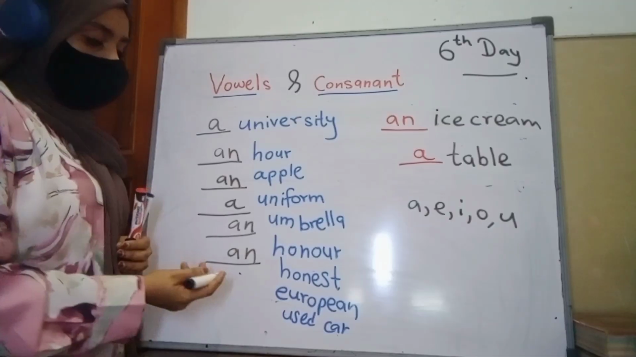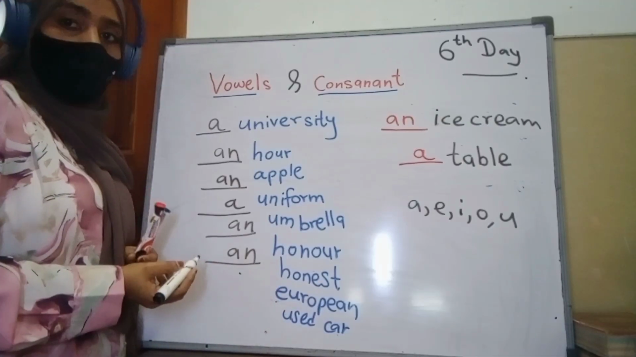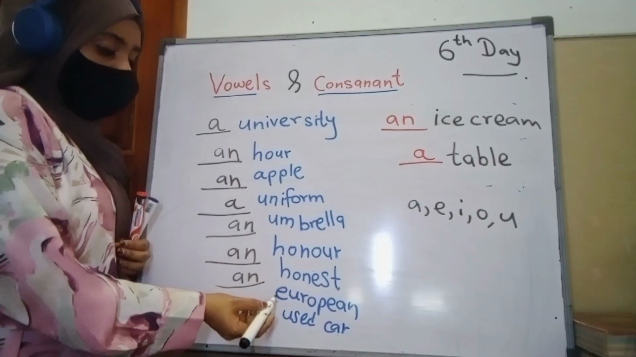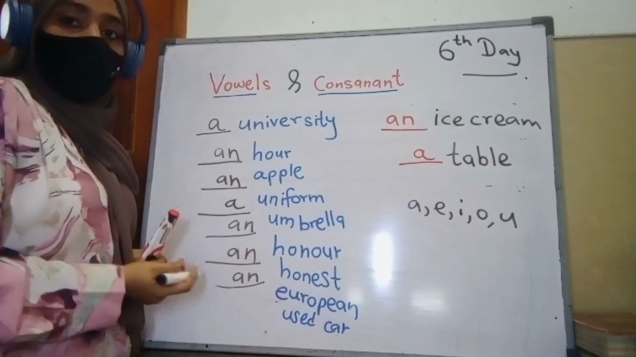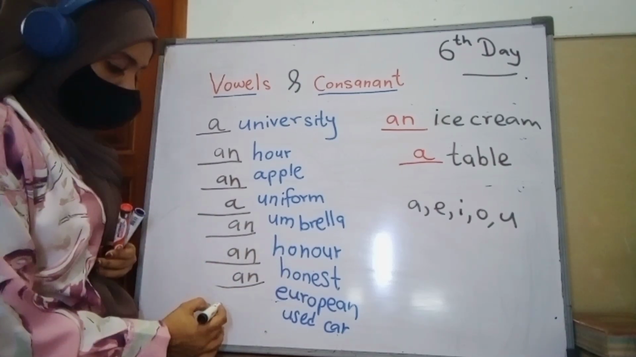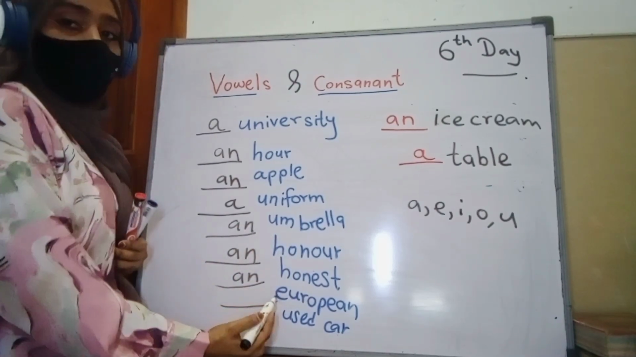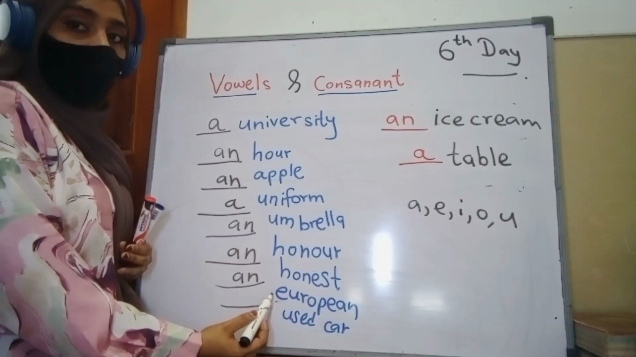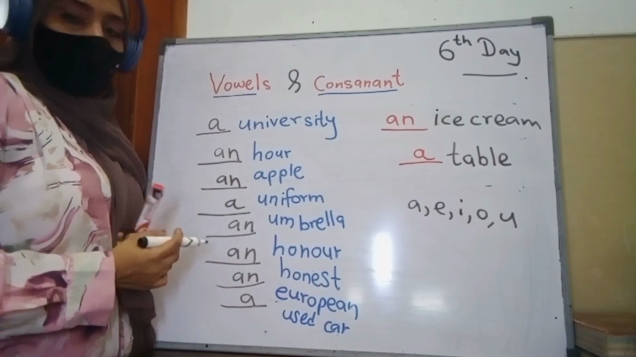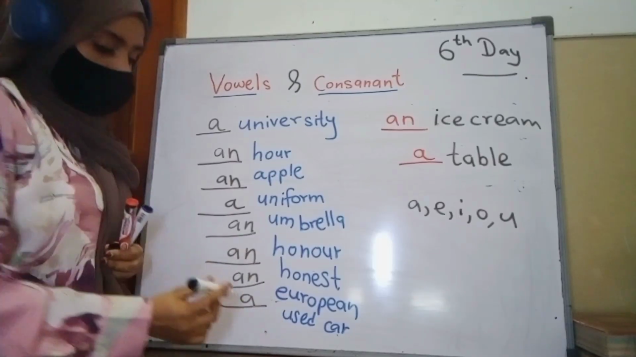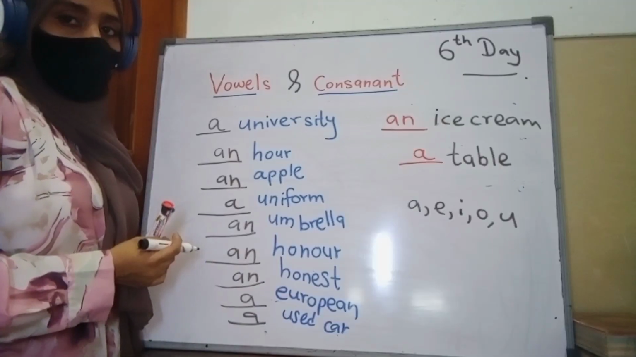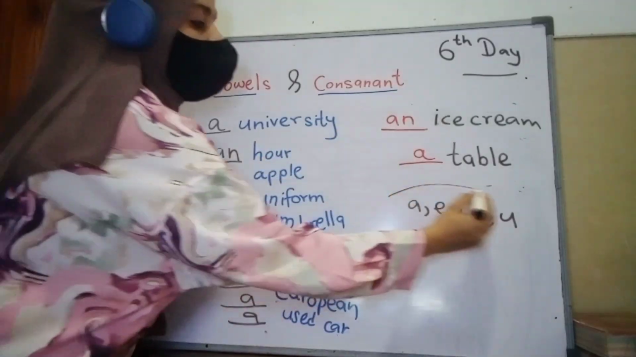Honest. Not a honest, an honest, and honest. European. Not an European, a European. A u sound is coming. Although the letter is a vowel, the sound is u. So a European. Used car, not an used car.